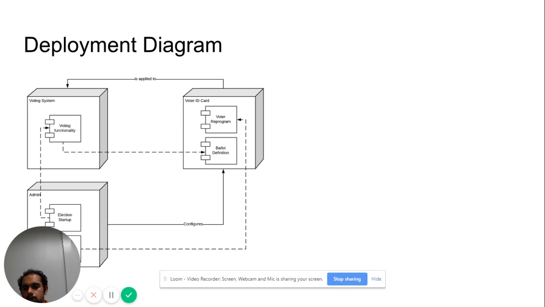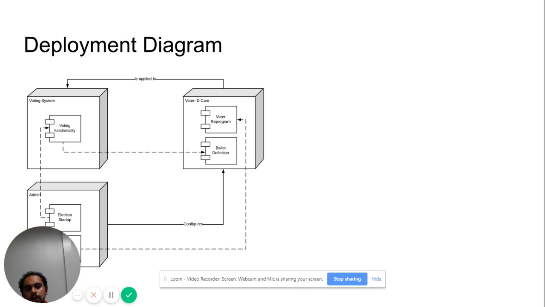Basically we have three nodes over here. One is the admin node, one is the voting system node, which is basically the centralized system, and one is the voter ID card node, which is the voter ID card that every voter is going to get. The voting system has a placeholder artifact right now, called voting functionality, which will be expanded upon in further sprints. This communicates with the ballot definition of the voter ID card, so that the voting functionality changes according to the customized ballot specification that the particular voter has.